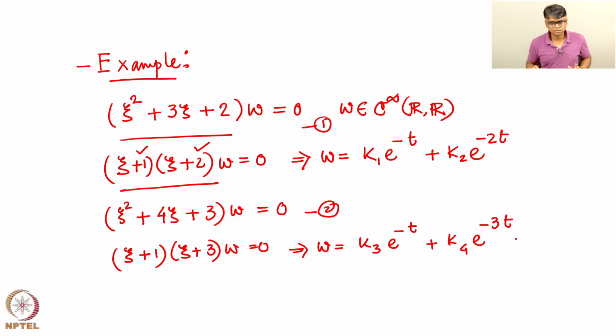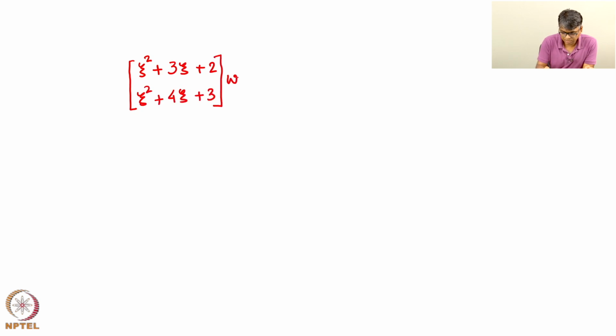Two standalone differential equations, and we have their solutions at our disposal. What if I now pose this question, that what if I have a system of two differential equations acting on the same variable, that looks like ξ squared plus 3ξ plus 2 and ξ squared plus 4ξ plus 3. Both these equations must be satisfied by the variable w. In that case, how do I get the solutions?